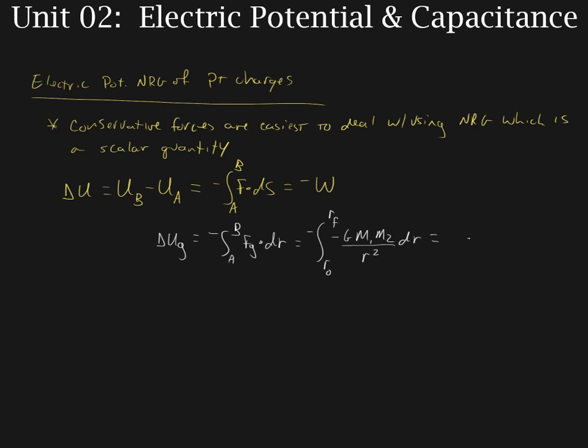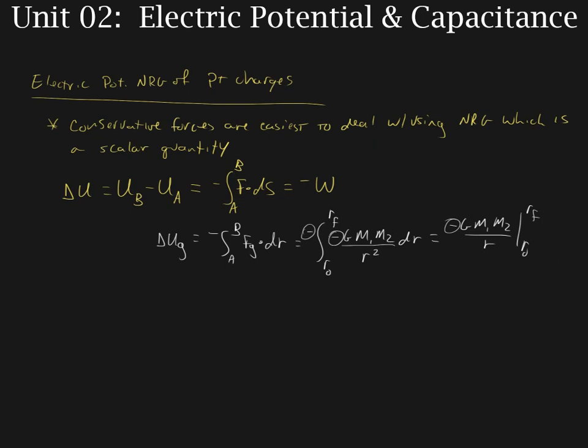And so when you do that integral, we get minus G m1 m2 over r evaluated from our initial to our final. Now remember that this negative here cancels with this negative here, but when you integrate this function, you get an additional negative sign, and that's where this one comes from.